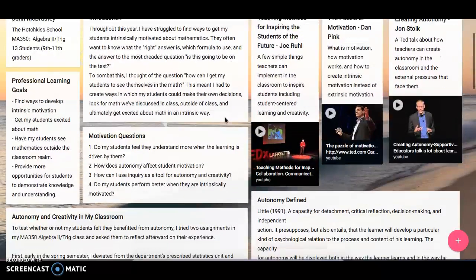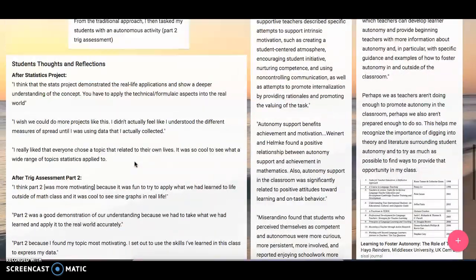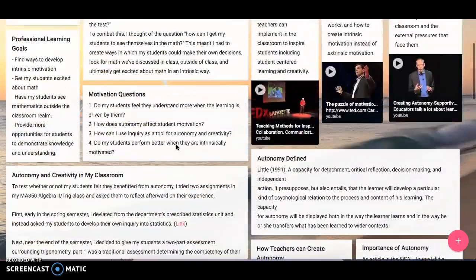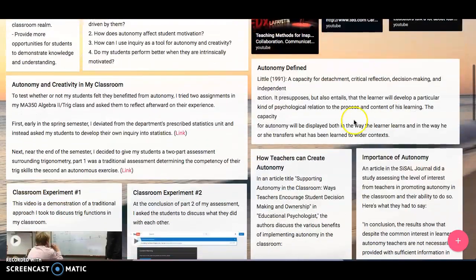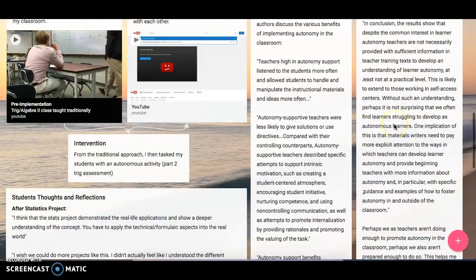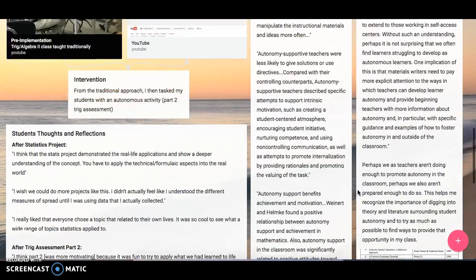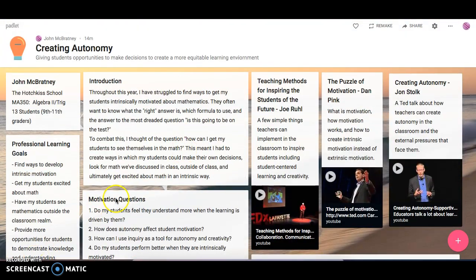So this is my Padlet. Feel free to take a look through it. Again, the left side is what I did with my class, all the way through to my conclusions and references at the end. And the right side is all the supplementary materials from these great TED Talks, defining autonomy, how you can create autonomy, why it's important, and then all the way down to a little dive into self-determination theory, which goes along with giving students choice.